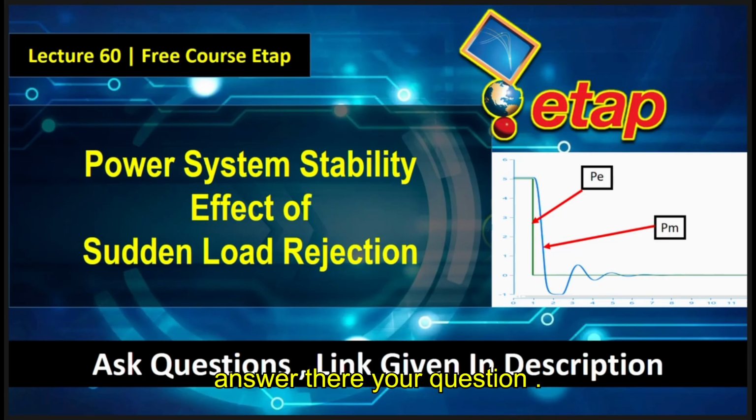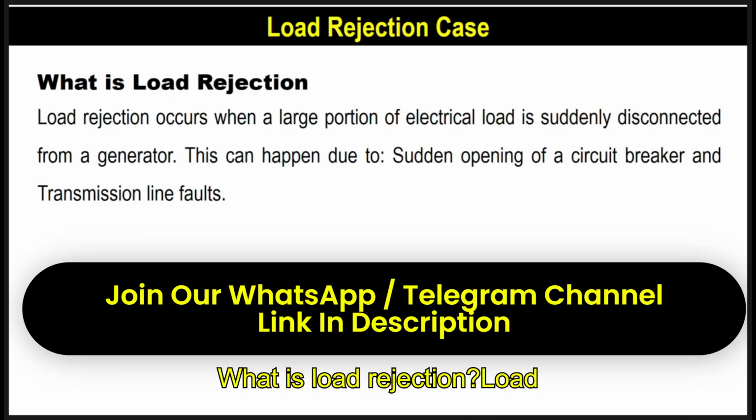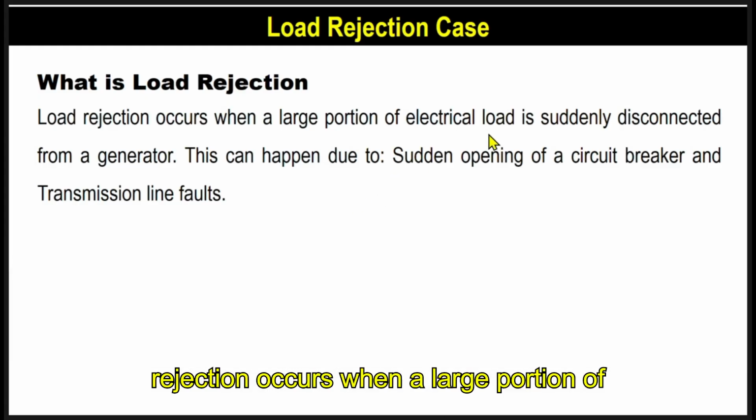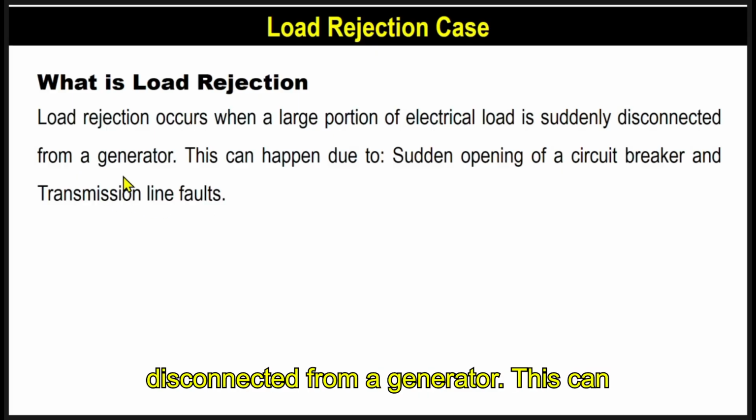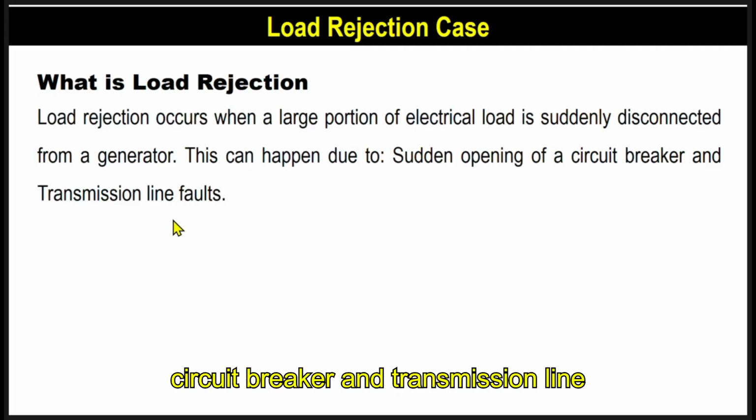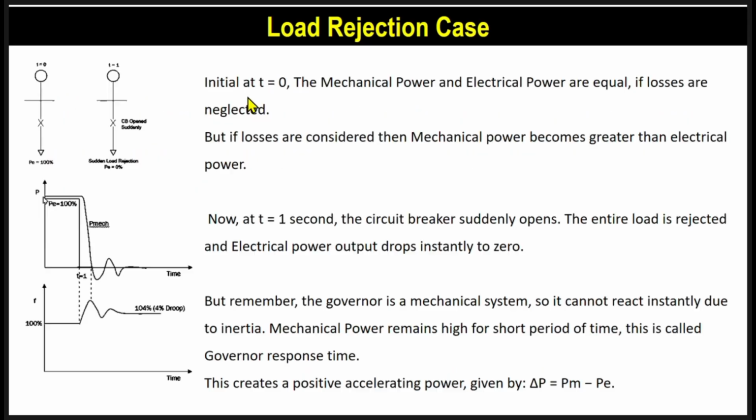Your question is, what is load rejection? Load rejection occurs when a large portion of an electrical load is suddenly disconnected from a generator. This can happen due to sudden opening of a circuit breaker or transmission line faults. In our example, we will consider 100% load rejection, which is the most severe case.